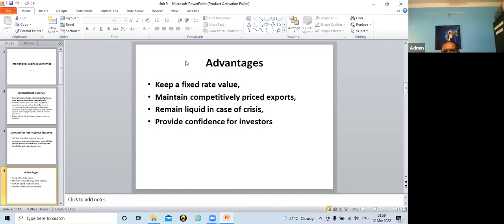Sooner or later SPPU may declare your examination schedule. Maybe next month examinations will be scheduled by Savitribai Phule Pune University. Whatever points we have discussed in the last couple of sessions, the PPT and whatever study material you have, please refer to that study material and prepare for the examination.